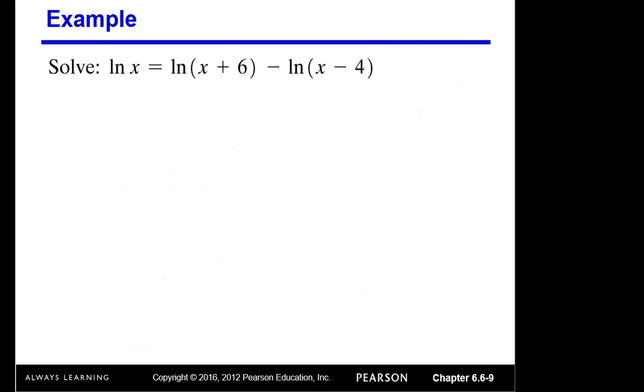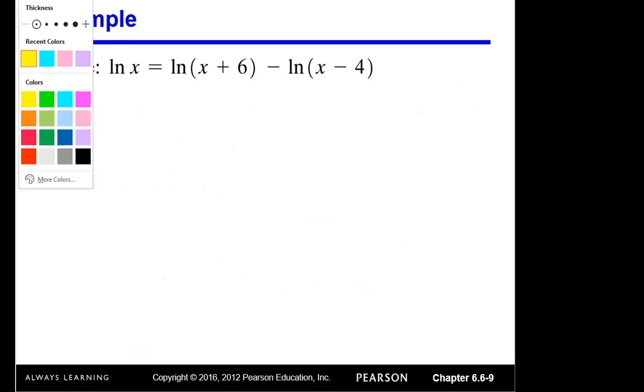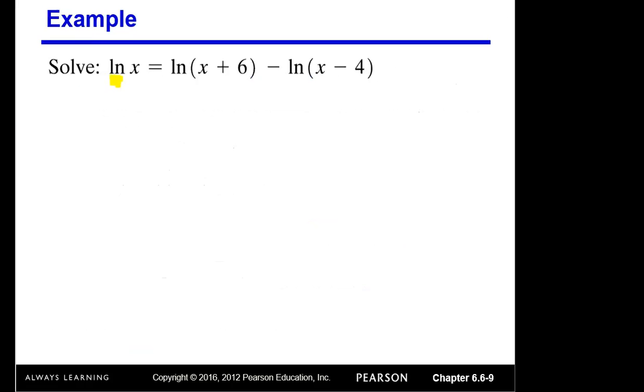And here's another one. All of the LOG rules work with the natural log rules. And when I look at this, I see that I have 3 logs. I got the log equals, the log minus the log. But on this side, I can condense it down to a single log.